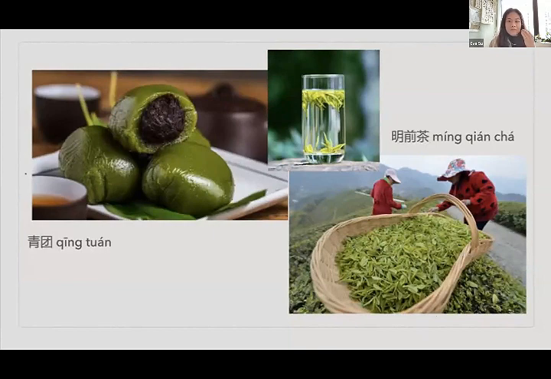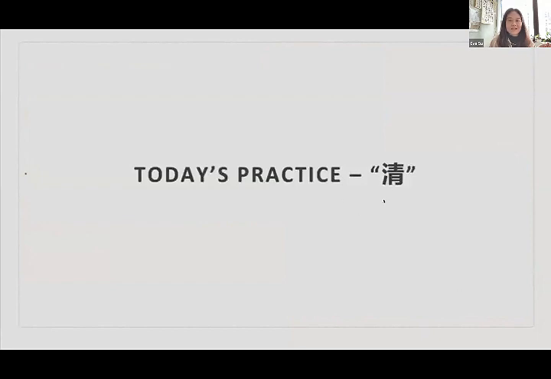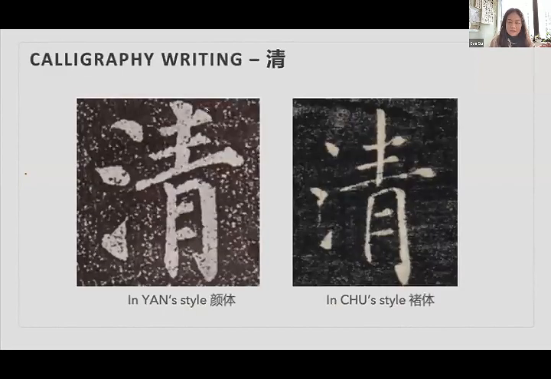All right, so here comes today's practice. It's the word Qing. This character means clear, pure, and is also the character of the Qing Dynasty. The Qing Chao is also this character. Luckily, we have the same version in traditional and simplified of this character. So today, I will introduce how to write this character in two styles.